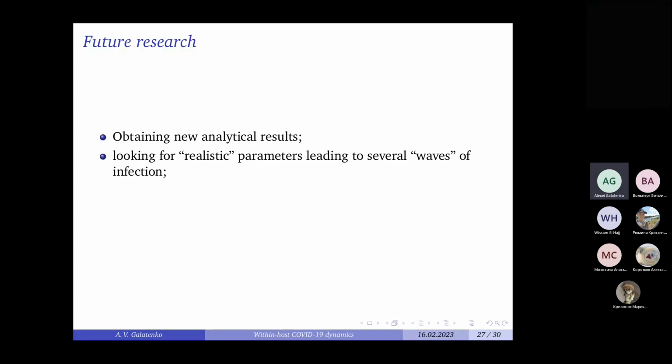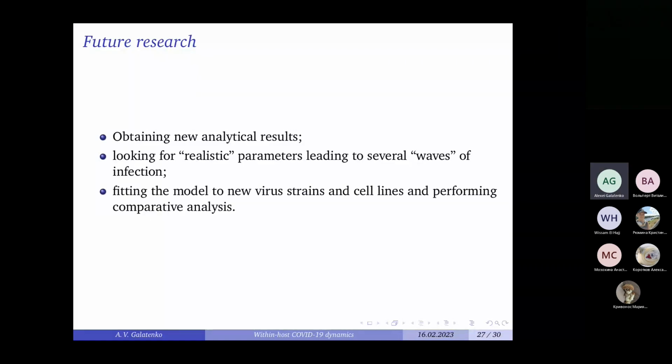We want to find realistic parameters that describe the disease dynamics consisting of several ways of infection. And we want to continue our research of in vitro models. There are data for new cell lines, for new virus strains, and we can fit our model to these data as well, and perform a sort of comparative analysis.